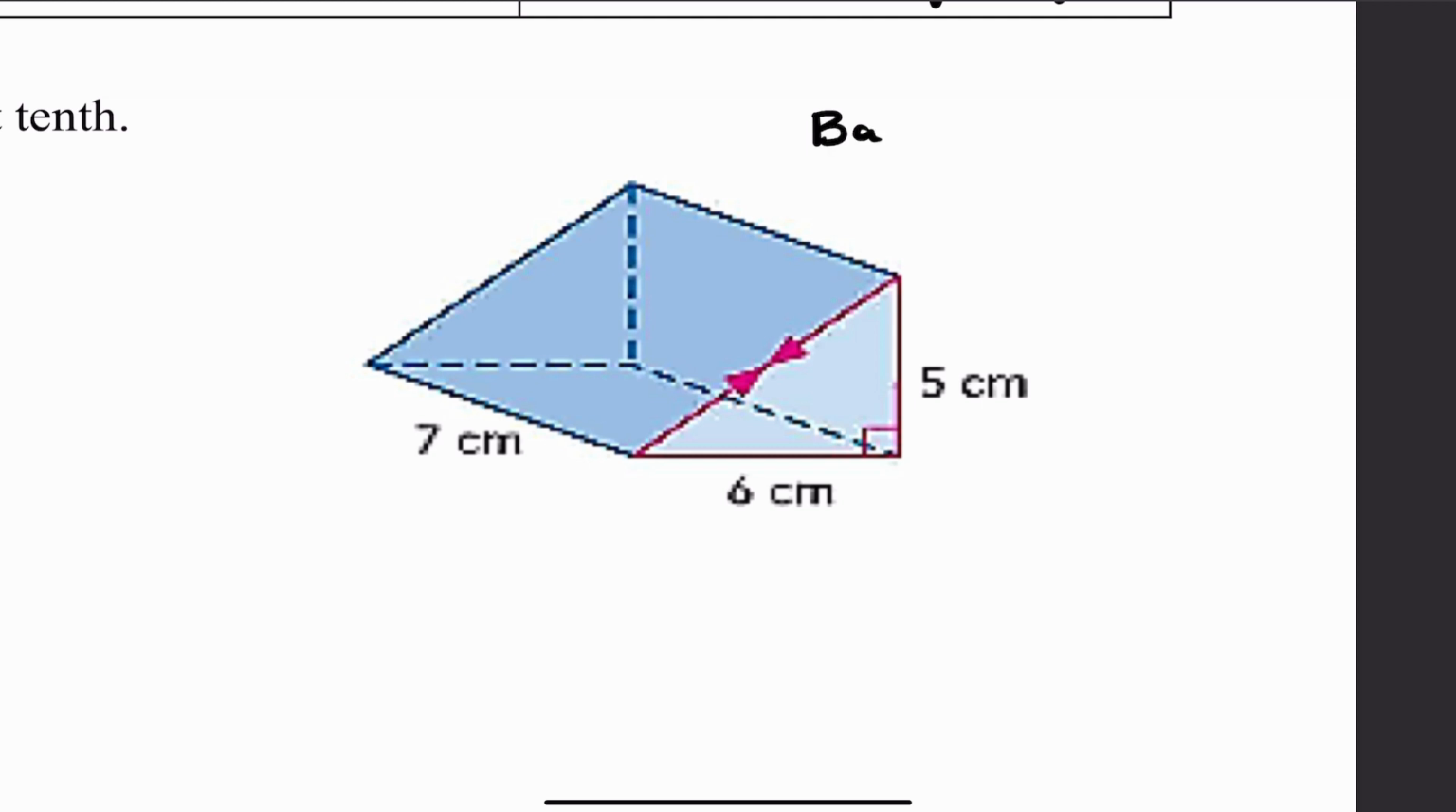So I'm going to write base, colon, and okay, I can see that we have two triangles facing each other. They're parallel to each other, and those are the two faces that are facing each other, if that makes sense. And they are separated by the height here. So the shape of these two bases, they are triangles.